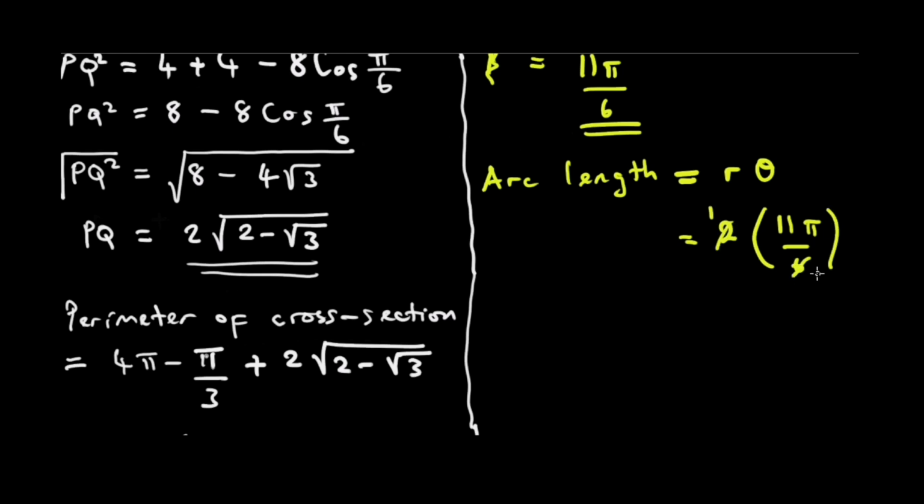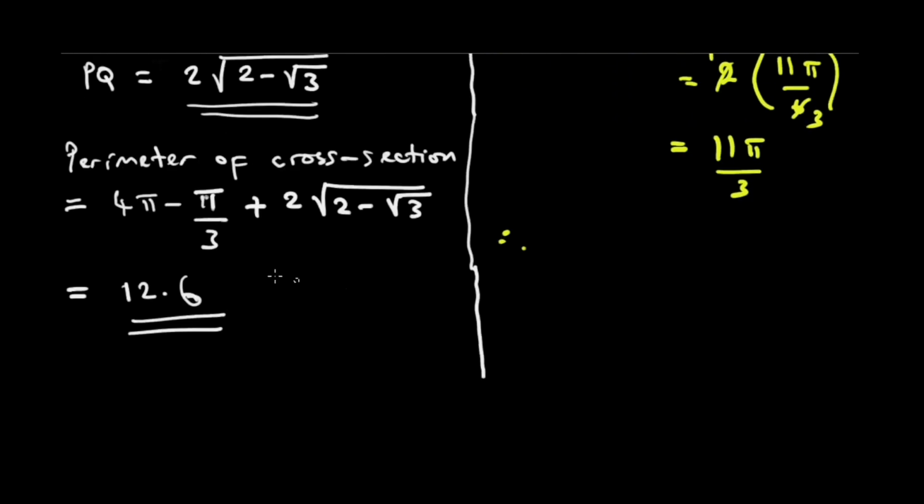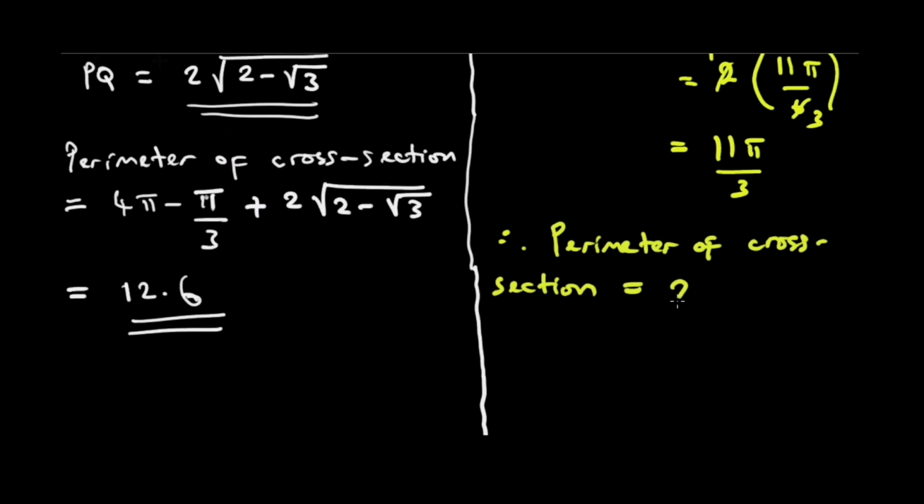So 2 into 2 is 1, 2 into 6 is 3, meaning our arc length is 11 pi over 3. Therefore the perimeter of the cross section is equal to the length of chord we found, which is 2 times the square root of 2 minus root 3, plus the arc length, which is 11 pi over 3.